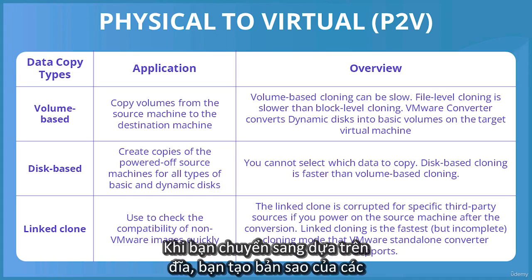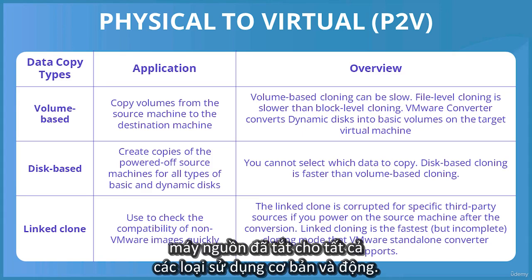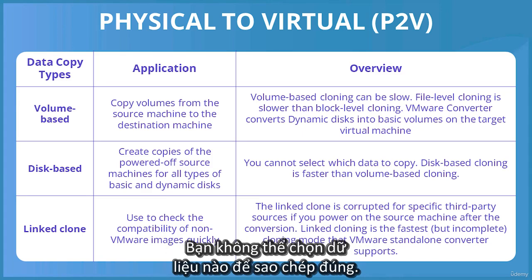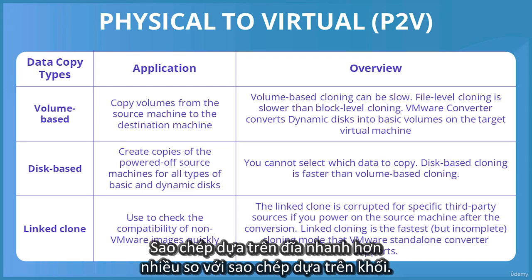When you move to disk-based, you create copies of the powered-off source machines for all types of basic and dynamic use. You cannot select, though, which data to copy, right? Disk-based cloning is a whole lot faster, though, than volume-based cloning.